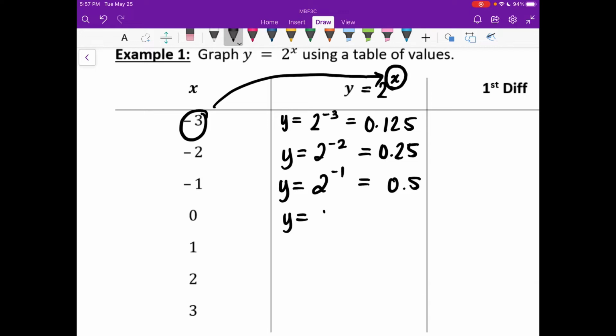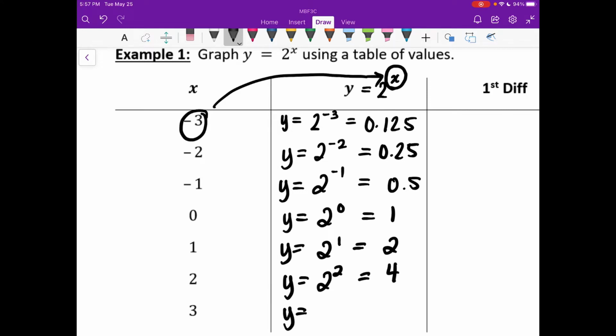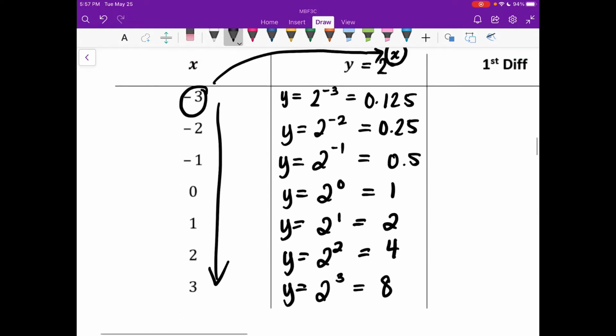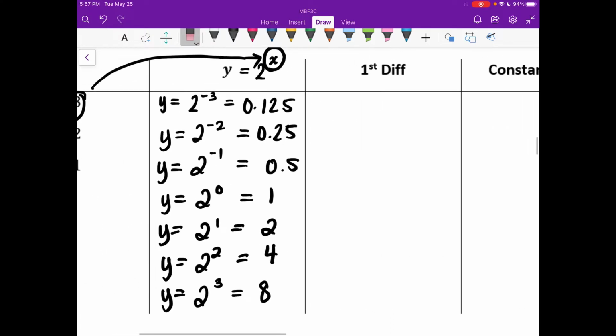Y equals 2 to the power 0 is always just 1. I'm just throwing these into my calculator. Y equals 2 to the 1 gives me 2. Y equals 2 to the power 2 gives me 4. I'm just putting in my x's. In this situation, only my exponents are changing. The 2 at the bottom, the base, stays the same. And that's that.